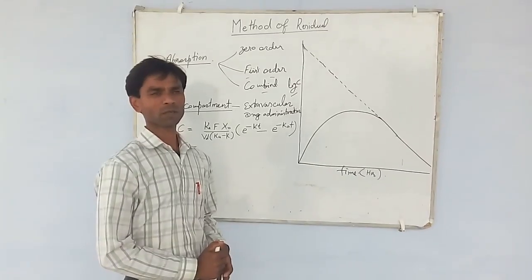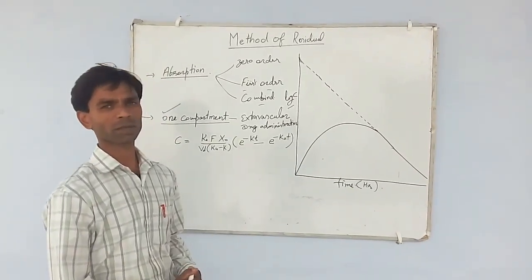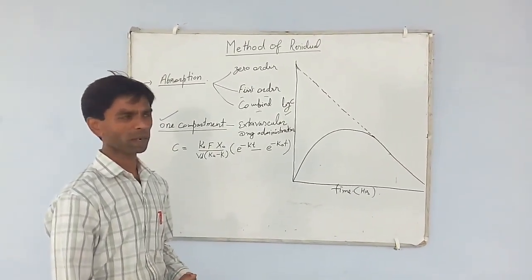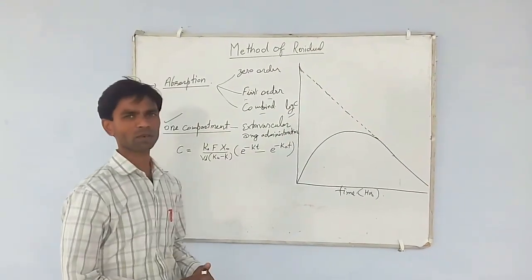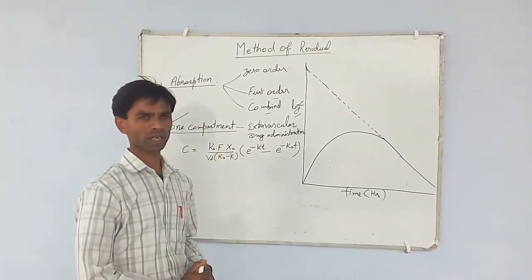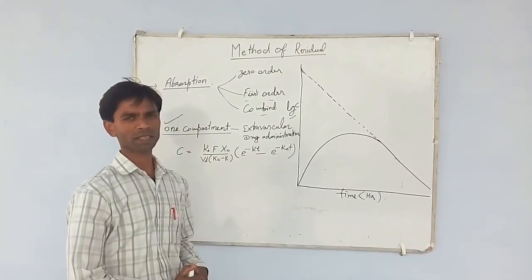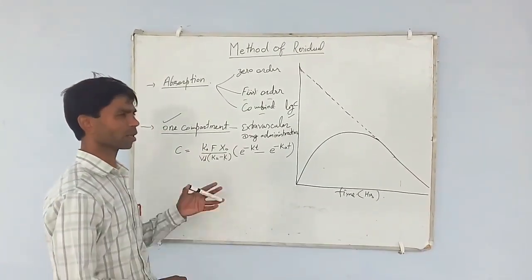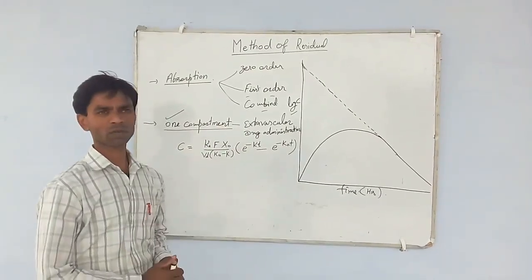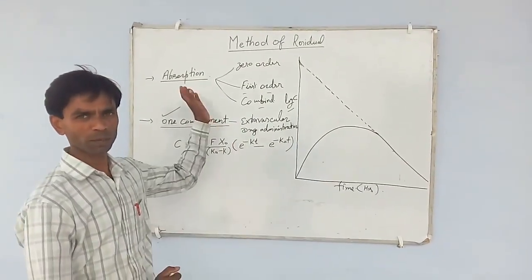Good evening everybody. Today we are here to determine the absorption rate constant by the method of residuals. The method of residuals is also known as the feathering method, stripping method or peeling method. For determining the absorption rate constant, we can first introduce absorption.